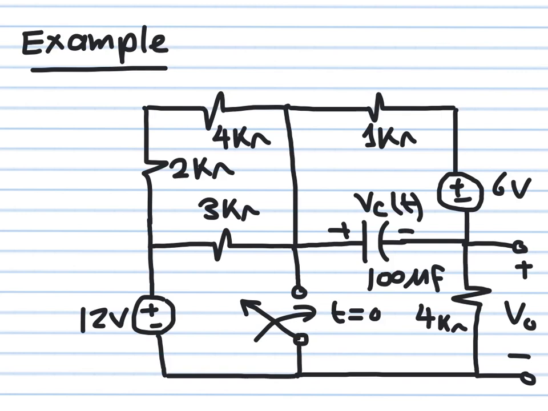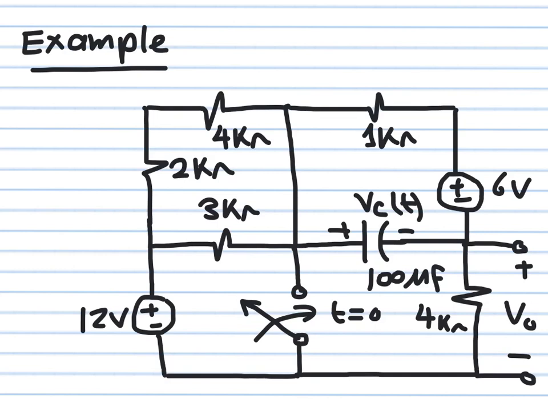Okay, we have this circuit here. We have a capacitor, and this capacitor has a value of 100 microfarad, 10 to the minus 4 farad. And we have this switch. Before time t equal to 0, this switch was opened, so there is no current flowing here before time t equal to 0. But after time t equal to 0, this switch gets closed and this becomes short circuit.